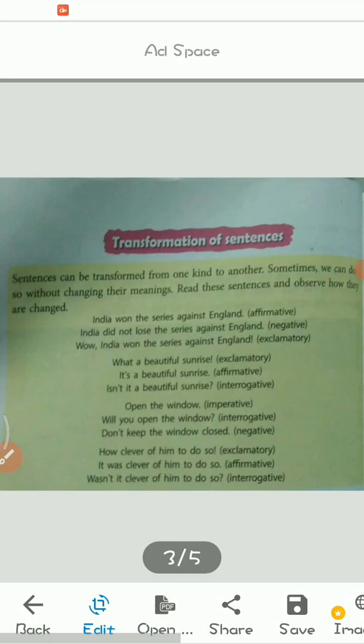Actually, sometimes it is possible to express the same idea in different kinds of sentences. You all know that there are different kinds of sentences like affirmative, negative, interrogative, exclamatory, and sentences can be transformed from one kind to another, and sometimes we can do so without changing their meanings. And now let us read the sentences and observe how they are changed.